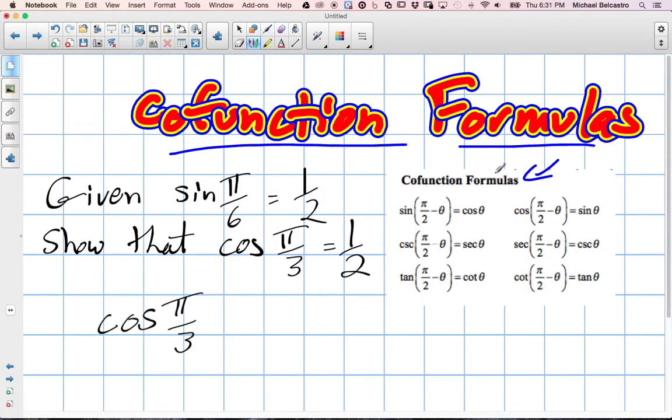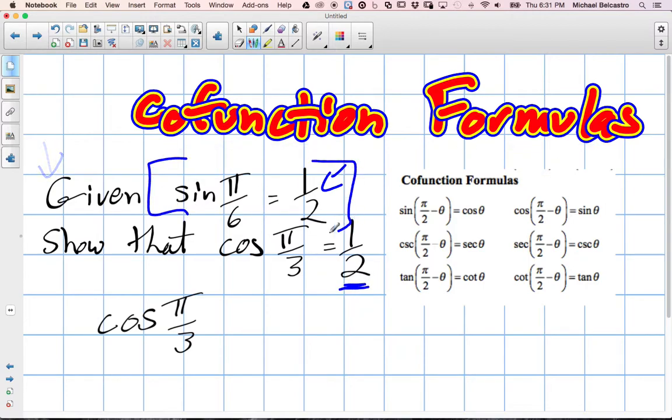Cofunction formulas here, which are like equivalent trig ratios. And this is our question. It says, given that sine pi over 6 is equal to a half, we need to show that cos pi over 3 is equal to a half. So what this is saying is, imagine this is the only information we really know. Well, this is the only thing we know to be true.